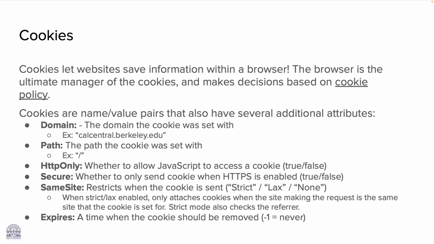So the first attribute is domain. That's the domain that set the cookie. So for instance, calcentral.berkeley.edu, any cookie they set will be associated with that domain. The path is the path on that website where the cookie was set.